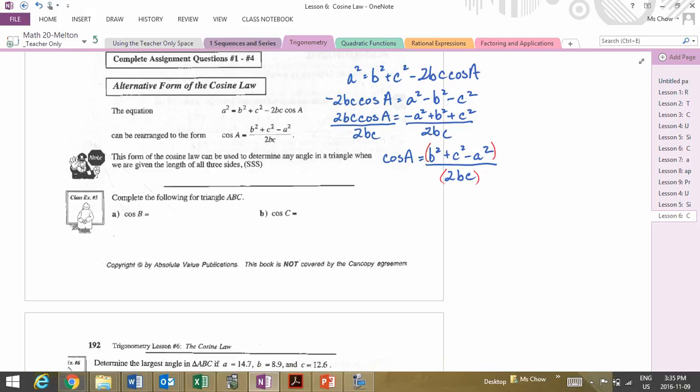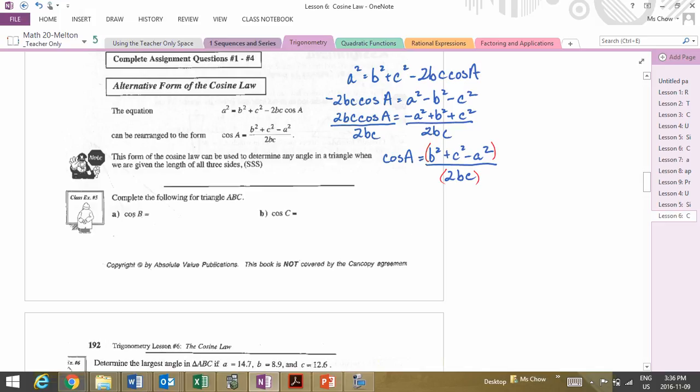So if we don't do that and people are just entering into their calculator b squared plus c squared minus a squared divided by 2bc, what's going to happen is your calculator is going to follow order of operations, and it's only going to divide a squared by the 2, which is going to be incorrect. And so while we don't need the brackets if you're using the fraction function on your calculator, without using the fraction function on your calculator, you need to separate out the numerator and the denominator with parentheses.